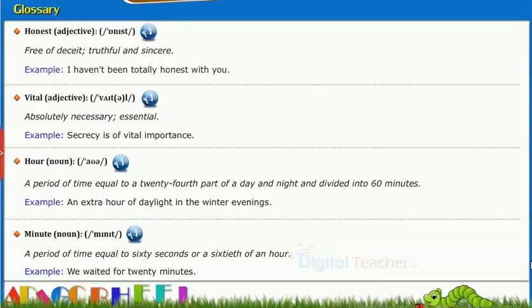Glossary. The meanings of certain words along with their usage in a sentence are shown. Click the audio button to listen to the pronunciation of each word. Honest, vital, hour, minute.